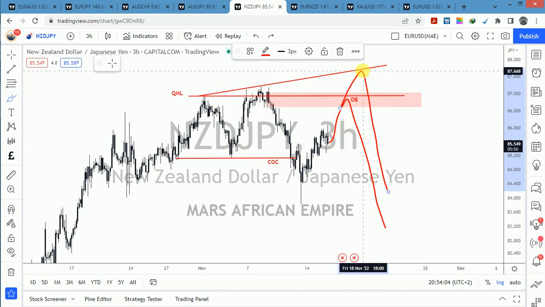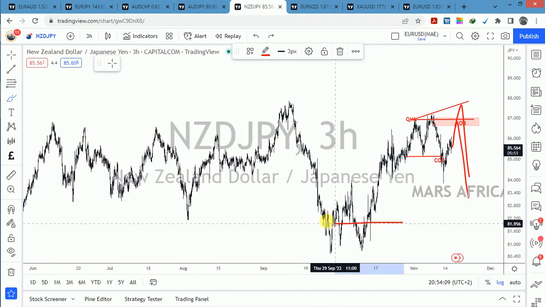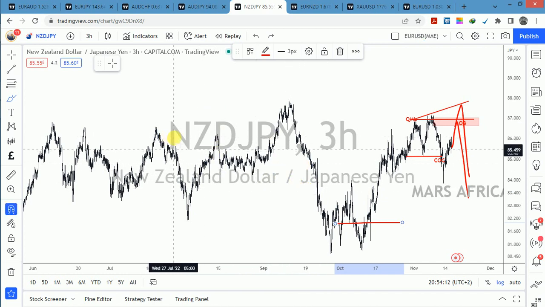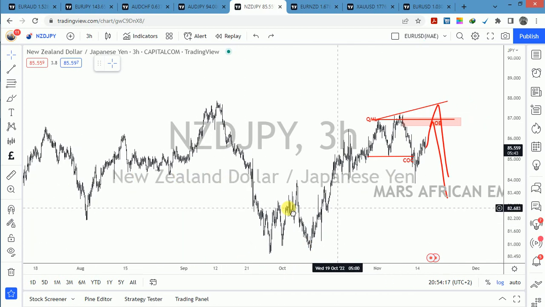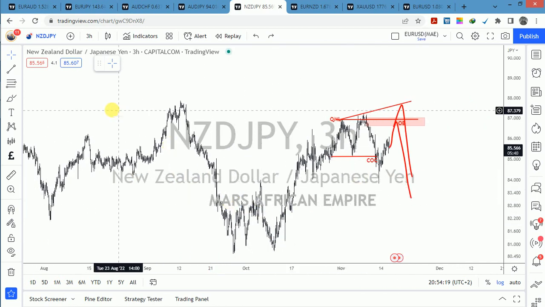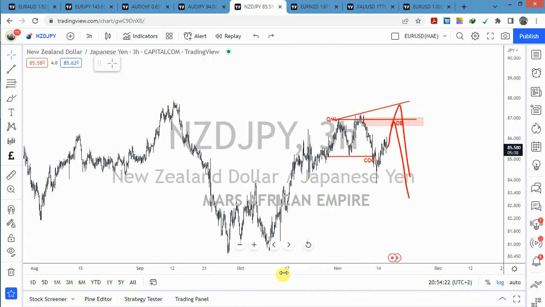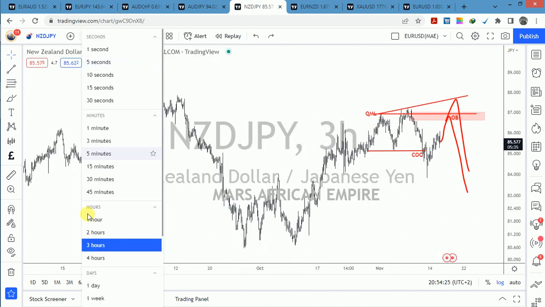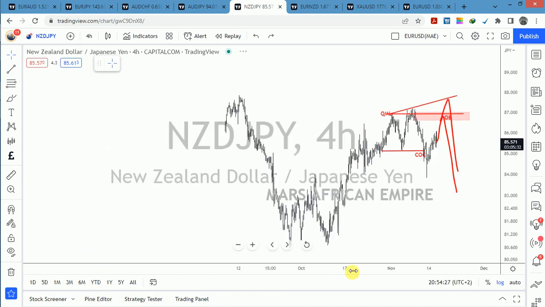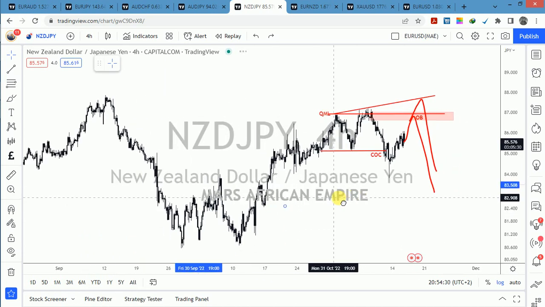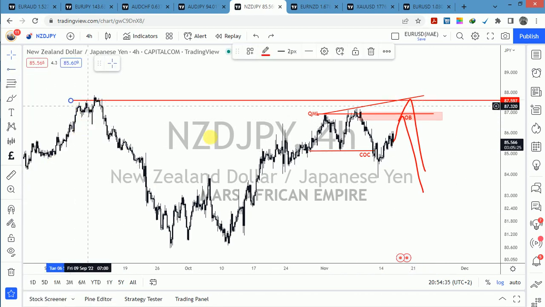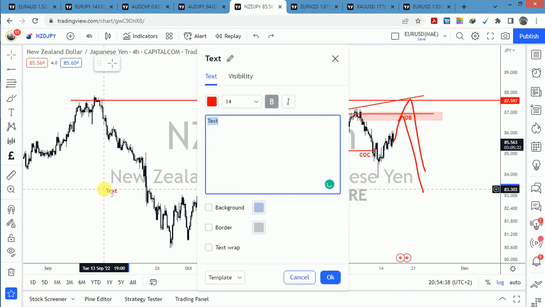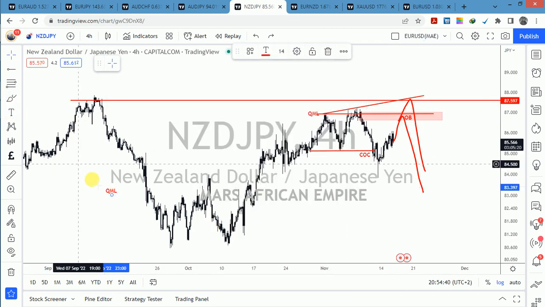And also, let's see exactly what is happening here. I think the reason why I don't use other brokers is because of these. Okay, so if you look at this pair nicely, you're going to realize that there is a QML here. There is a nice QML here.